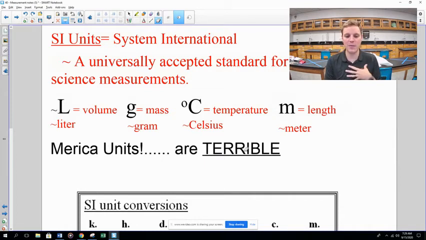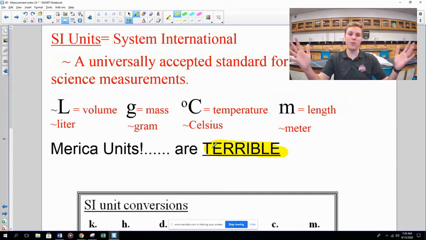And again, I love America, but our units are terrible, okay? How long's a mile? 5,280 feet, Bob. Be like, okay, that is just such a random number. It makes no sense. It's so much harder to work with. Why would we do it that way?